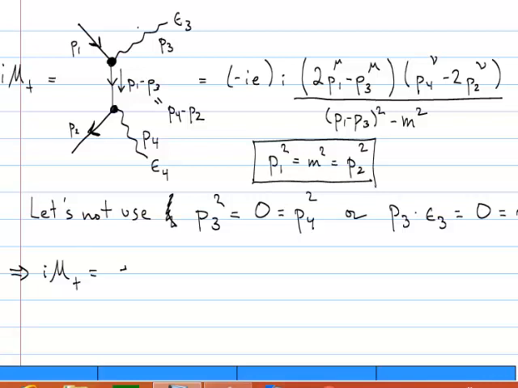So you get an E squared out front, and the numerator here I can write as P3 dot epsilon 3, otherwise known as 0, but I'm not going to use the fact that it's 0, minus twice P1 dot epsilon 3. And then I've pulled out a minus sign that comes from squaring this guy, because there are two interaction vertices.